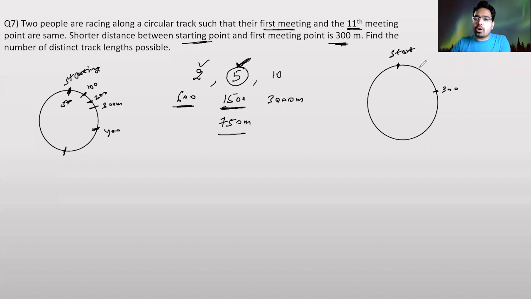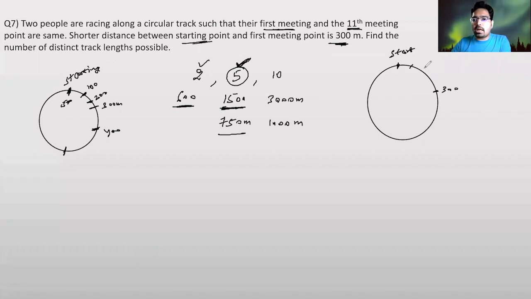So suppose there are 2 points in between. Then of course these points have to be equidistant from each other. So I've divided it into 3 parts. Each of these parts will be 100 meters exactly. So 100 into 10 will become 1000 meters. So that is one more track length which is possible, which is 1000 meters, correct? Now, this 100 is gone. So let me now have 3 points in between.